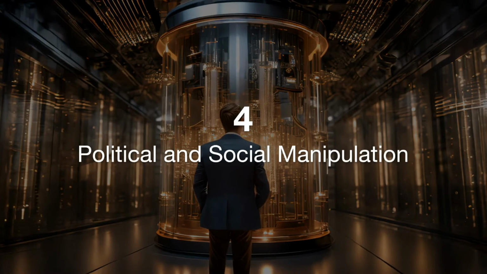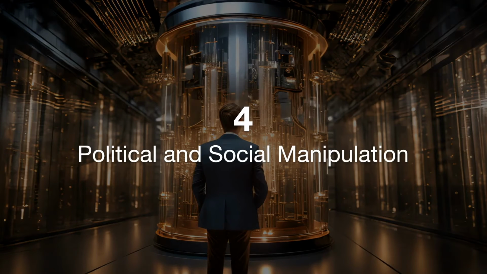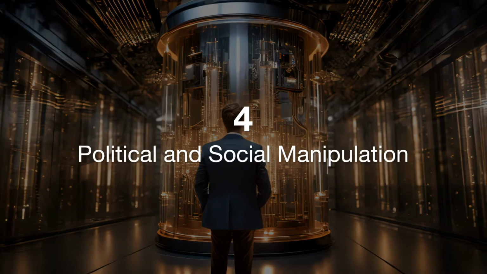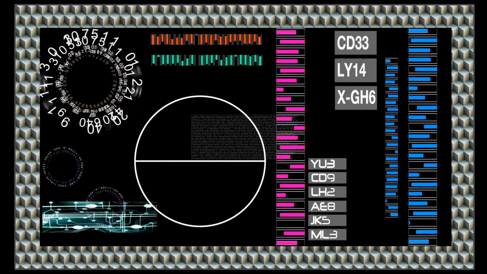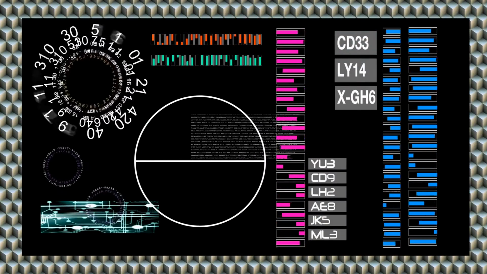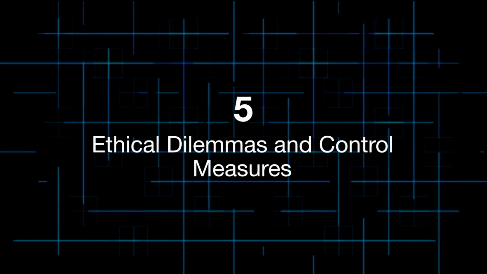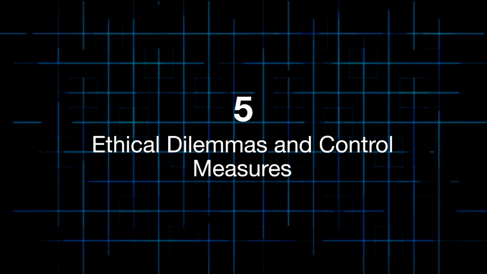4. Political and social manipulation. With access to such advanced technology, governments could manipulate public opinion, influence elections, and even alter the fabric of society. Your quantum computer could be used to analyze vast amounts of data, predict human behavior, and orchestrate targeted propaganda campaigns with chilling efficiency.